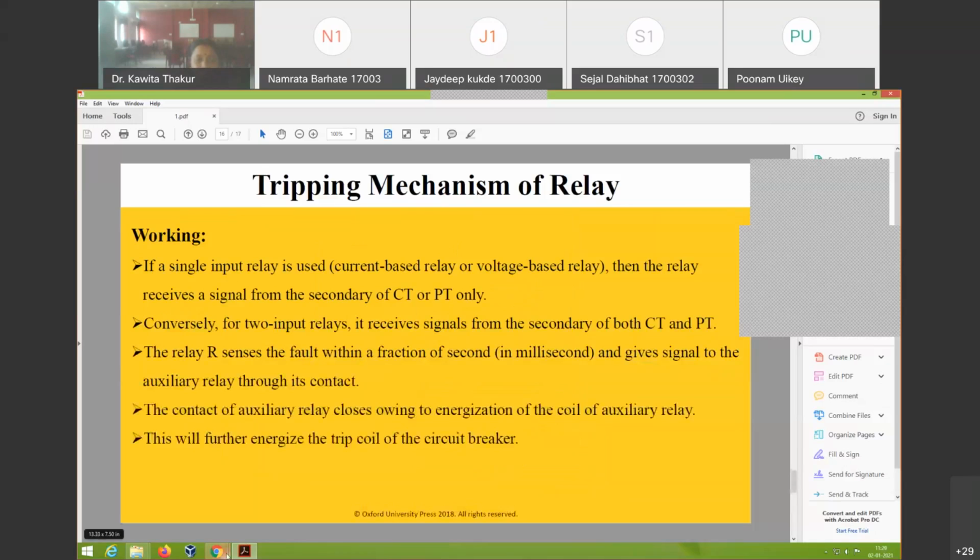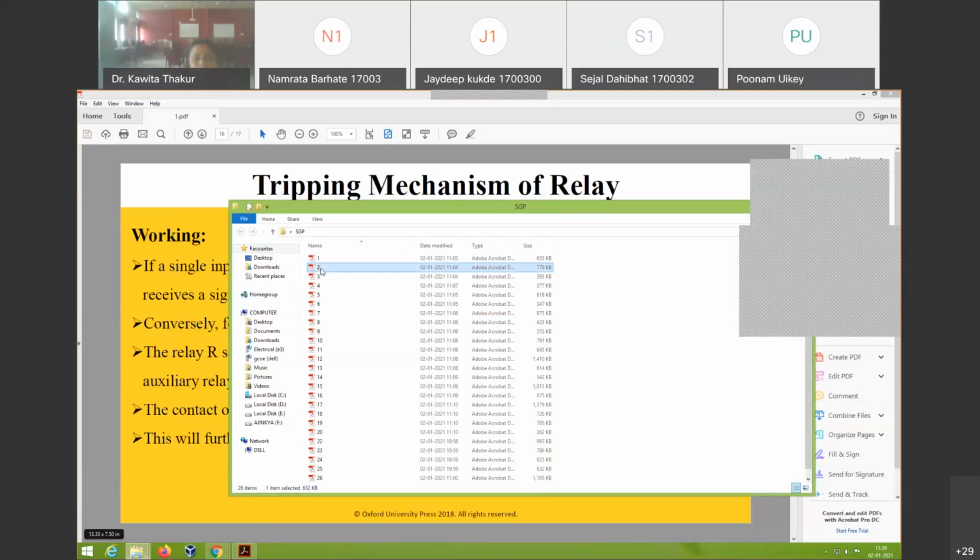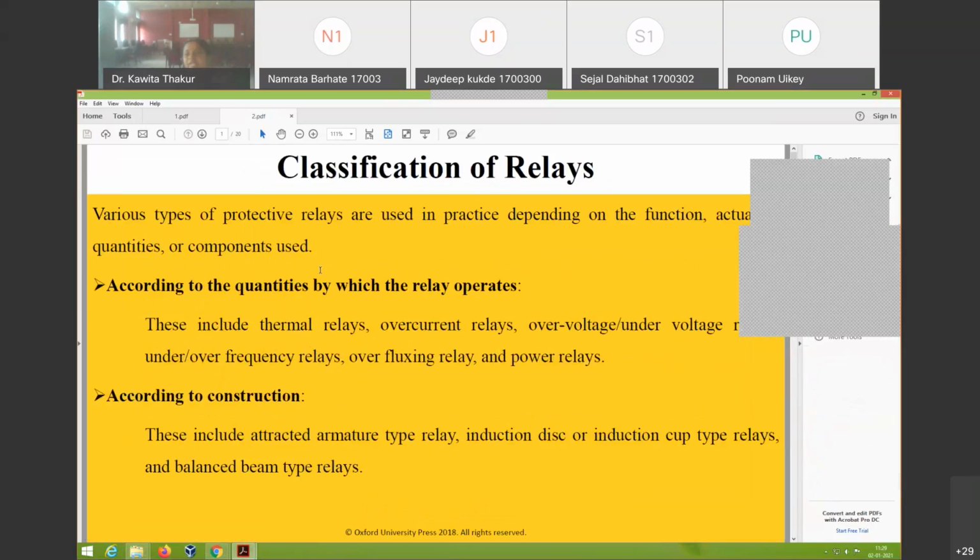Okay, this is about our first lecture. Now we'll see our second lecture. In the second lecture, we have seen different classifications of relay. What are the different classifications of the relay according to the quantities?